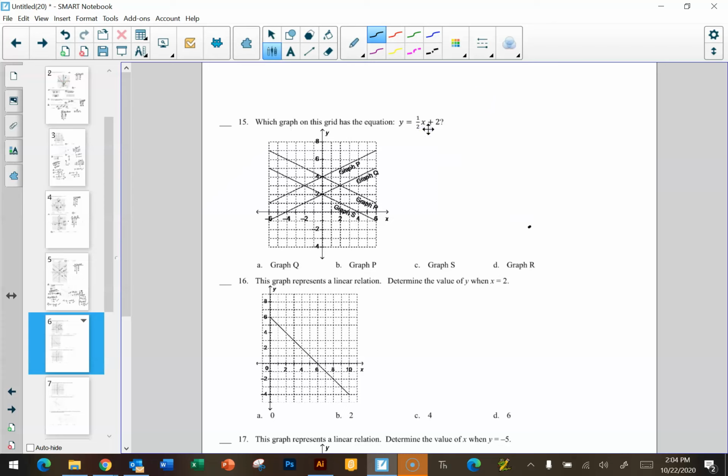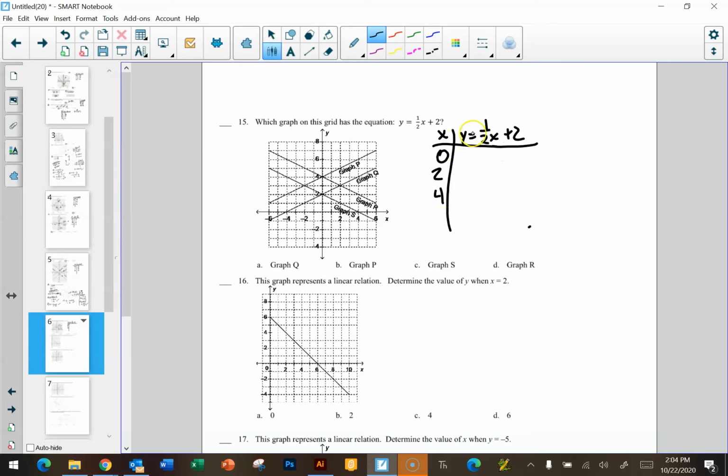All right, which graph on this grid has the equation half x plus 2? I'm going to do a table of values. I'm going to do the x, and then I'm going to do the y equals 1/2 x plus 2. And on this one, I'm going to be a little bit smart because I know I have to cut my x values in half, so I'm just going to use even numbers. Because if I have even numbers and I divide by 2, I'll get a nice whole number. I won't get any fractions over here. So that's why I picked 0, 2, and 4 on this one.